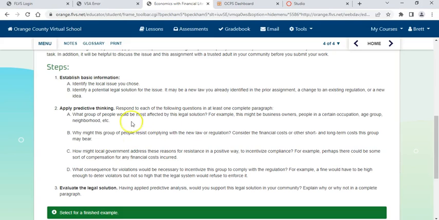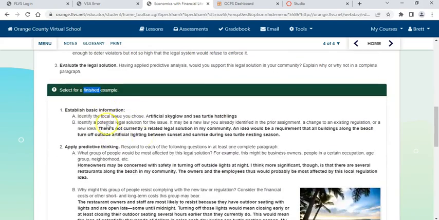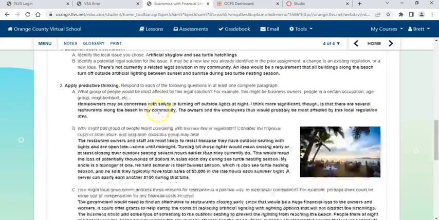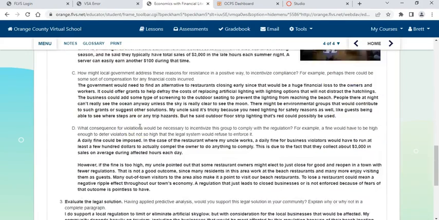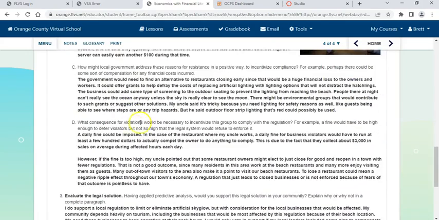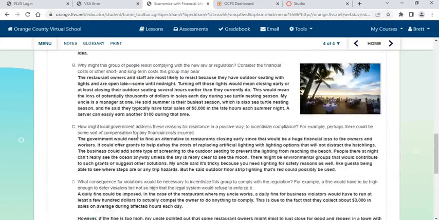So you're trying to evaluate some of the issues, and what are some of the legal solutions? Is it a mandate, or is it just, hey, let people do what they want? But a finished example of what that would look like here, where they continued on with that sea turtle example, is here. They identified the situation, and then went through and answered those 4 questions, and then evaluated the legal solution. So that is for the honors assignment.